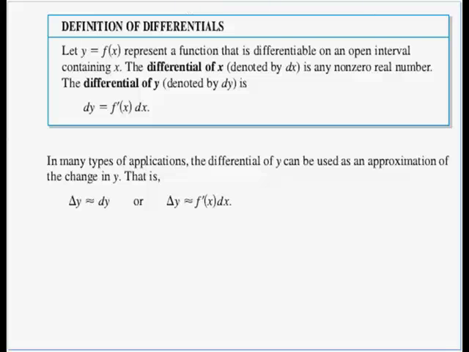So our definition of differentials: let y equal f of x represent a function that's differentiable on an open interval containing point x. The differential of x, denoted dx, is any non-zero real number. The differential of y, denoted by dy, is the derivative at point x times dx. In many types of applications, the differential of y can be used as an approximation of the change in y. That is, delta y and dy are pretty close. They're approximately the same. Or delta y is approximately the derivative at point x times dx.